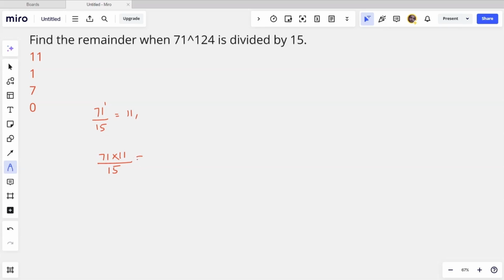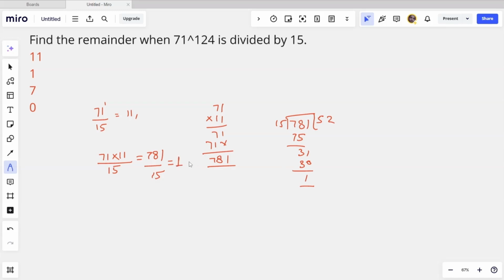Okay, so 71 into 11, what is the product? 71 into 11, it will become 781. Okay, now 781 divided by 15, what will be the answer? 781 divided by 15, it will become 52, and 15 52s are 780, so the remainder is 1, and this is what we are finding. Okay, so 11, 1, it means 71 raised to the power n divided by 15 follows a remainder cycle, which is 11, 1.